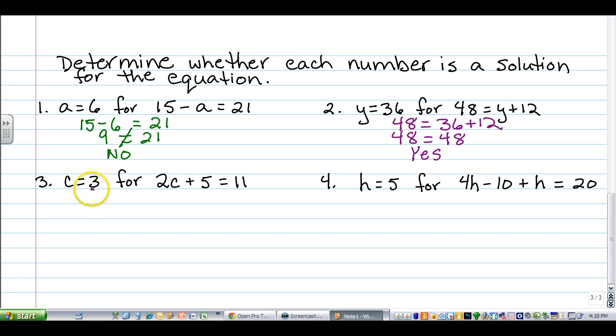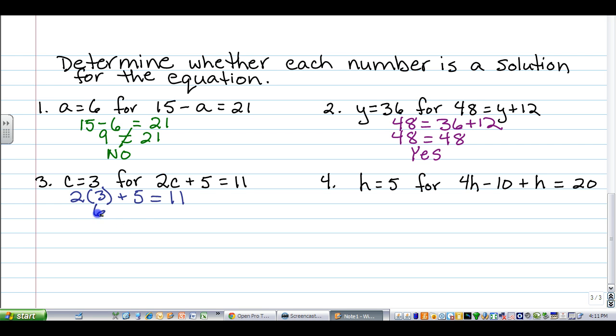We are looking for c is going to equal 3, and here is the equation. So is 3 a solution if I plug it in here? Now take a look here. 2c, we said that when you have a variable right next to a number, we have a coefficient and a variable, it means you are going to multiply these two. So when I write it in, I'm going to put 2 times 3 instead of writing c. Then I'm going to add 5 to that and see if all of that equals 11.